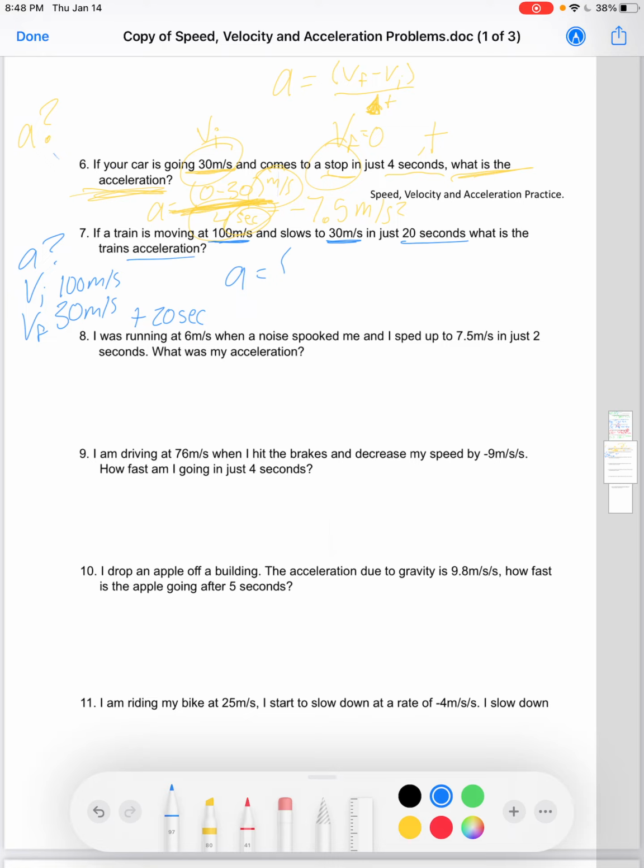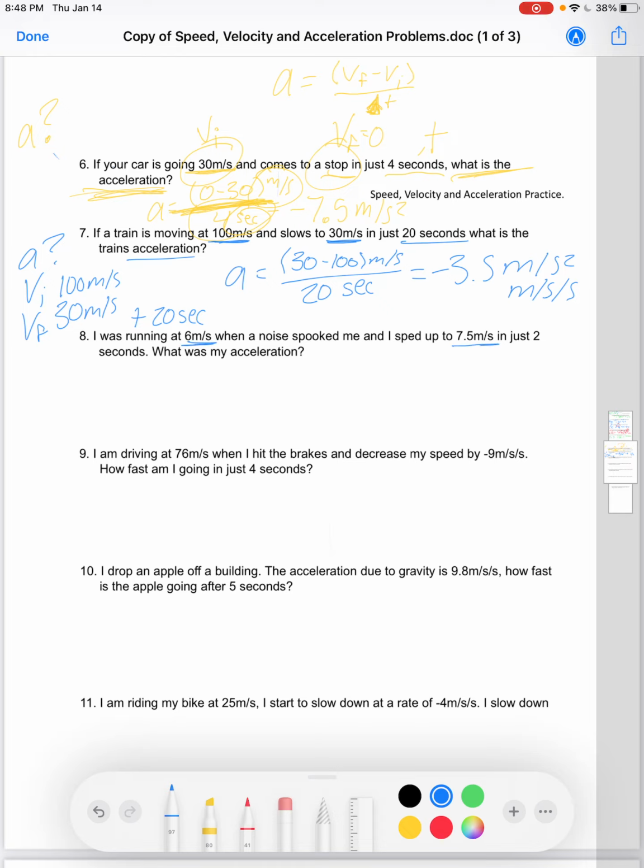I'm going to plug all that into my equation. 30 minus 100 meters per second. And I'm putting the units on the outside because they're both meters per second, so that applies to both of them without me having to write it twice, divided by 20 seconds is going to be negative 3.5 meters per second squared, or meters per second per second.